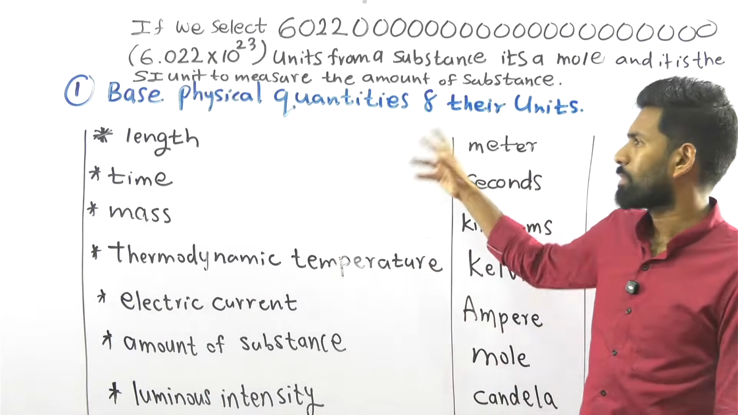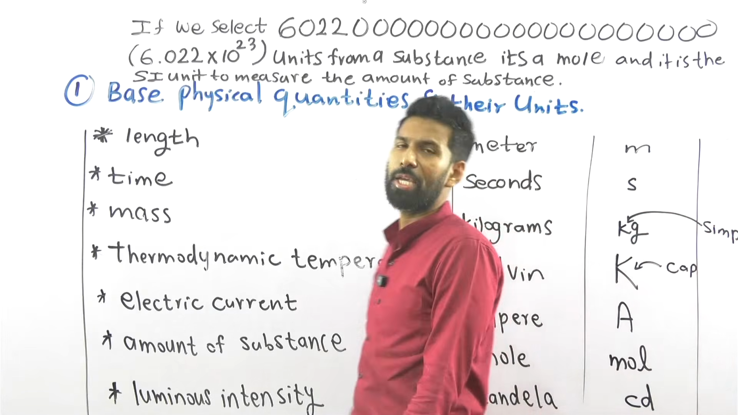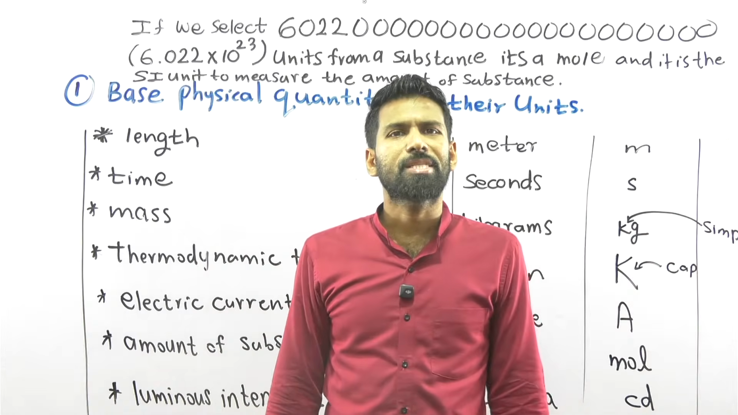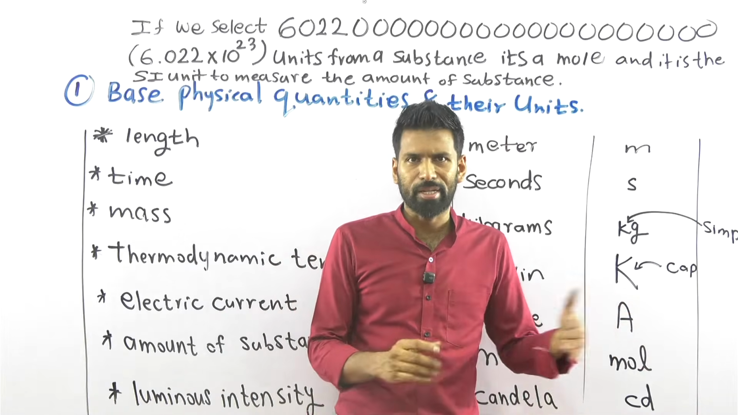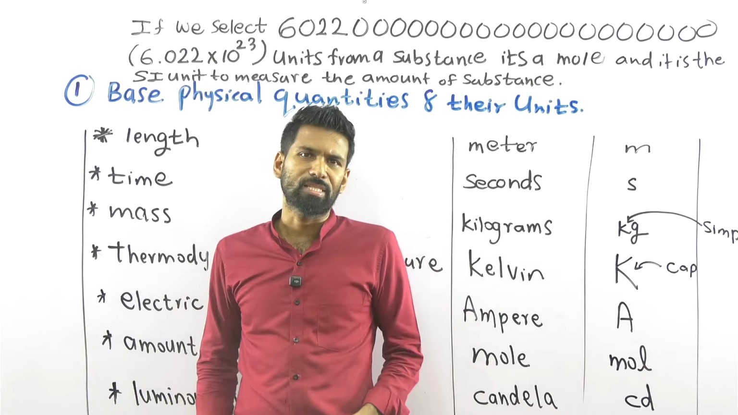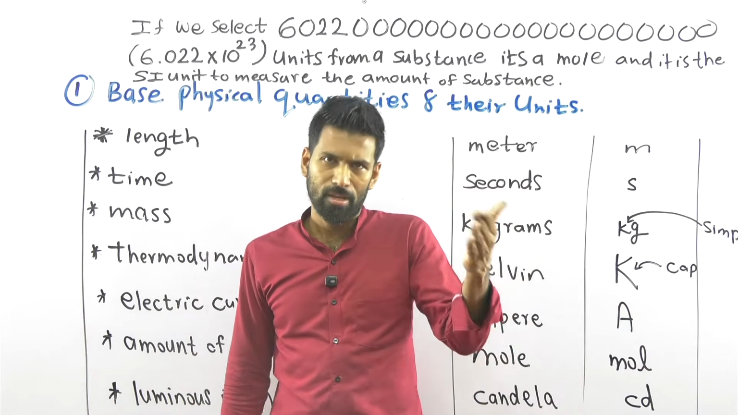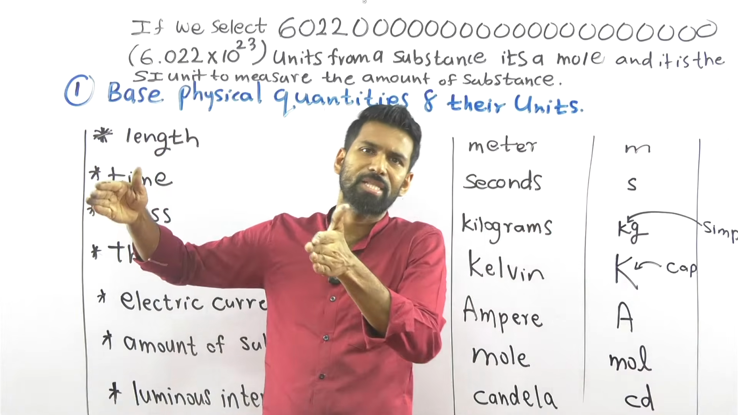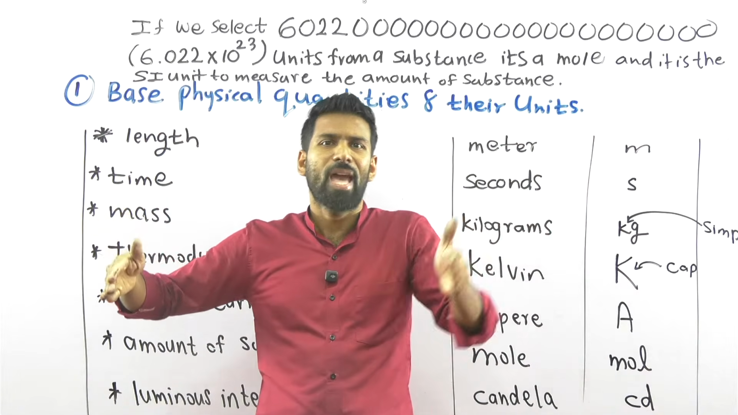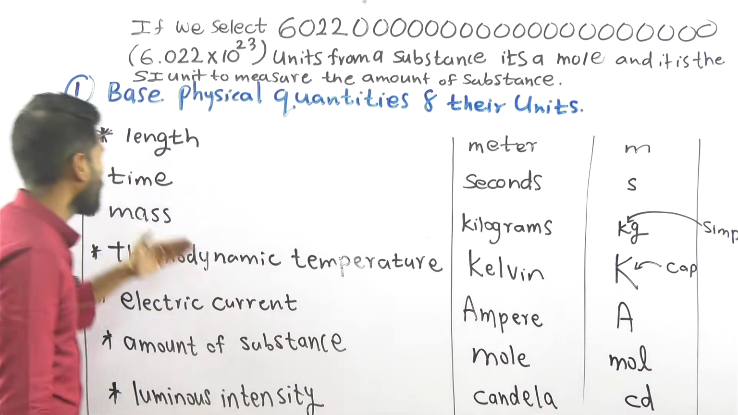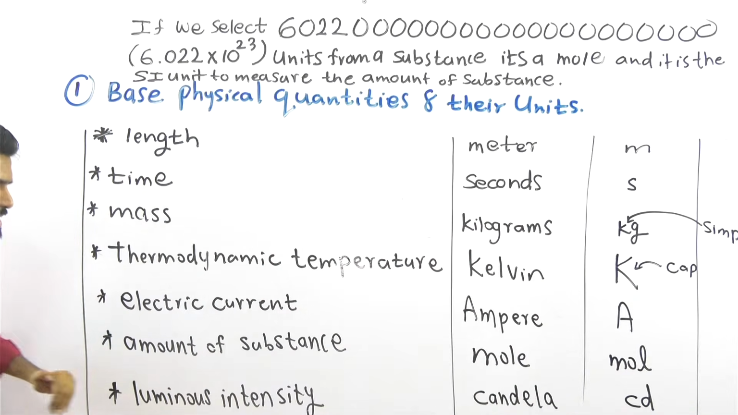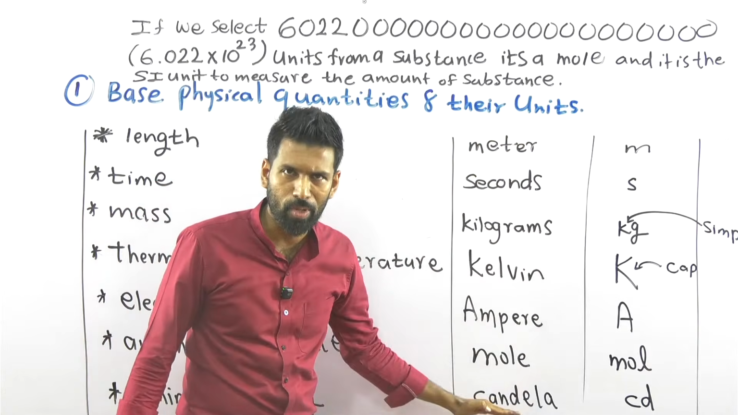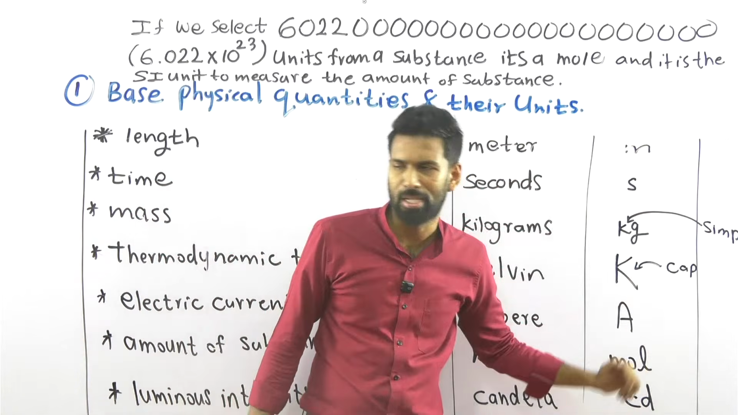So now we are learning these SI units. When we are learning these SI units, there are many categories. The first category is the base units and base physical quantities and their units. Under SI units, the first sub-category is base physical quantities and their units. And there are 7 base physical quantities, and 7 SI units to measure them, and you have 7 symbols.